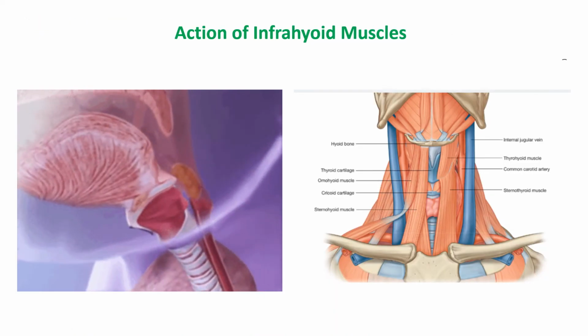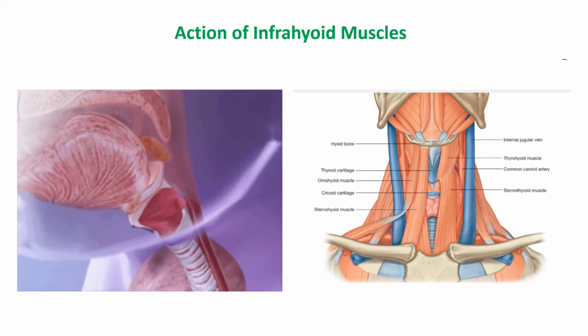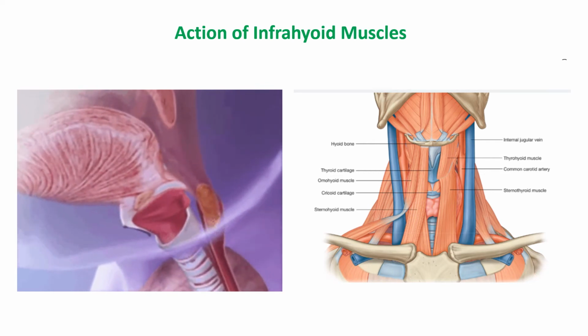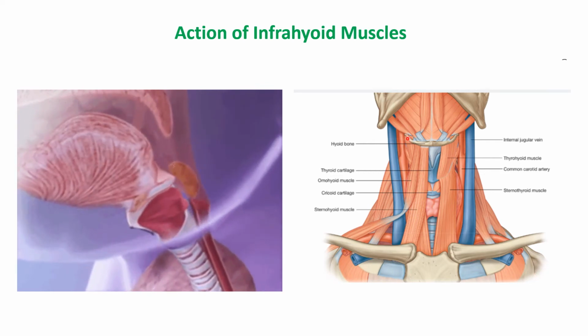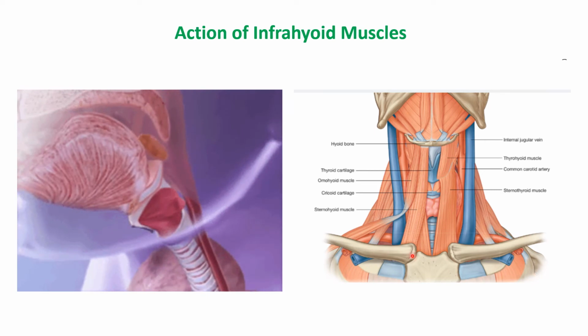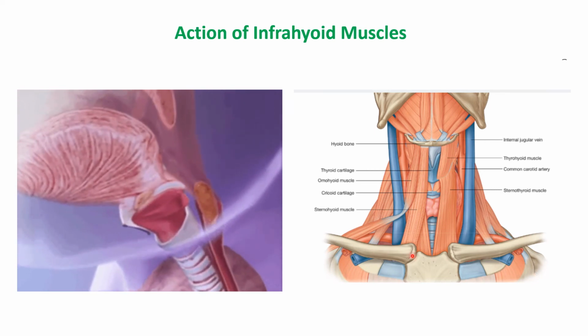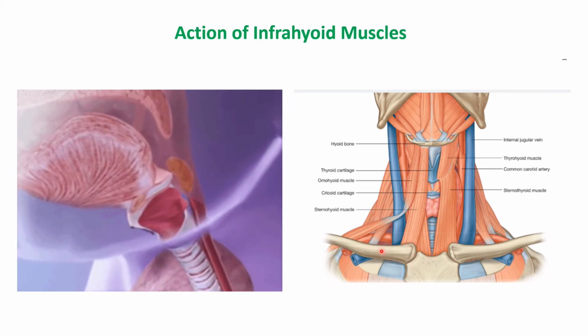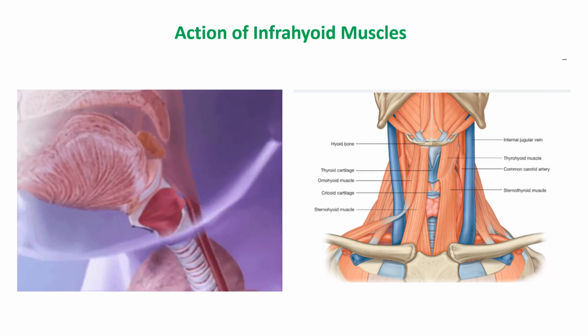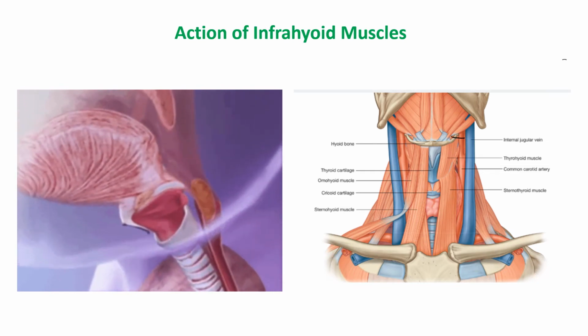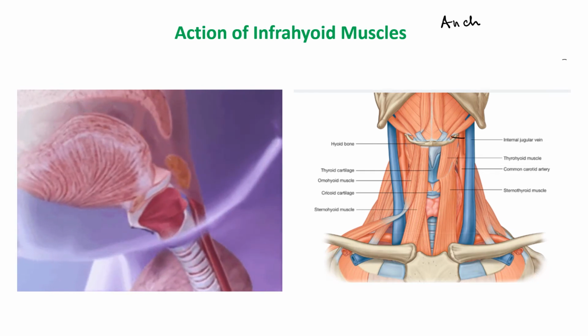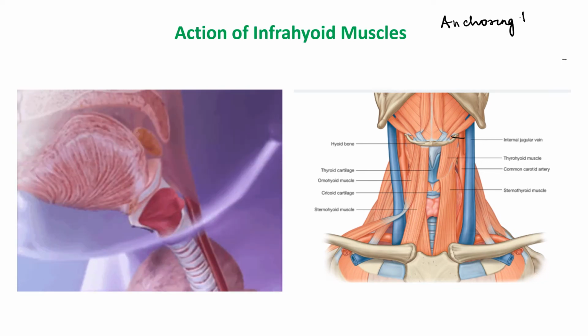Now let's discuss the action of these muscles, the strap muscles or the infrahyoid muscles, which we just saw. Number one, look at it. They are anchoring the hyoid bone to what structures? To the manubrium, to the clavicle, as well as to the scapula. So their first function is that they are anchoring the hyoid bone.